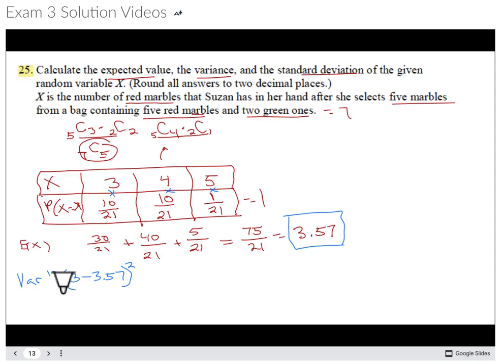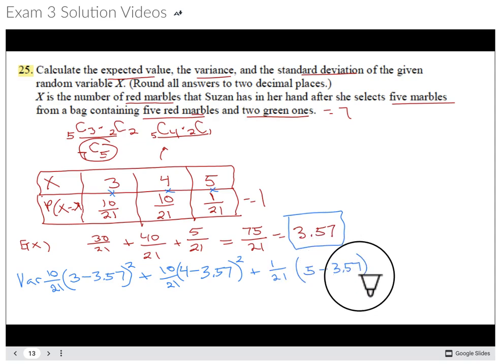And again, you could turn that to a decimal, but I'll just do it this way. And then this one is going to be 4, give myself a little more room, 4 minus 3.57 squared. And we'll put the probability 10/21. And then the last one is going to be the probability 1/21 times 5 minus 3.57 squared. We'll add all these together. That will give us the variance.